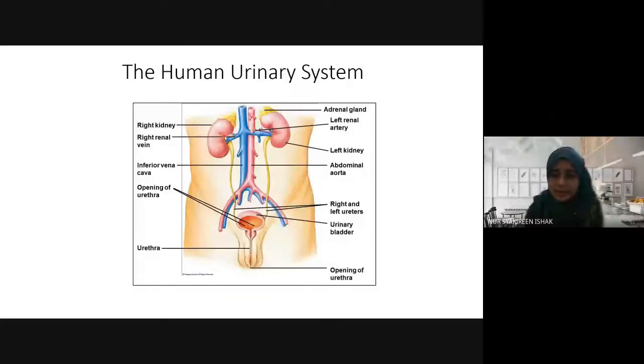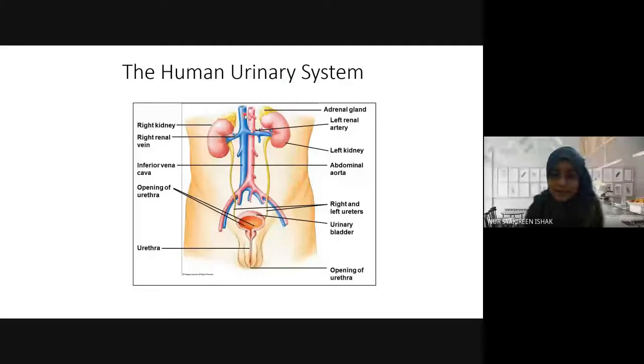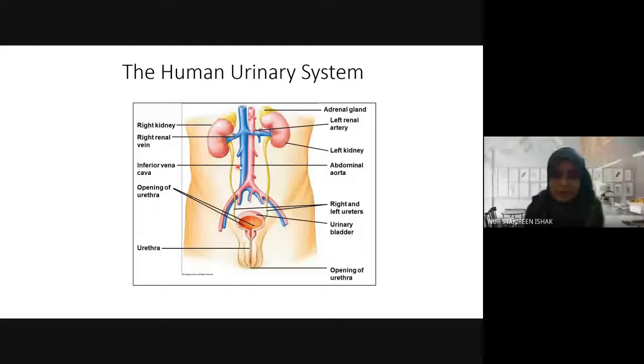And then you have the inferior vena cava. Inferior vena cava is the blood vessel that brings deoxygenated blood from your body back to the heart, back to the right atrium. So here from the vena cava, they can branch to these blood vessels, which is the renal vein. The right renal vein and the left renal vein remove deoxygenated blood back to the heart.